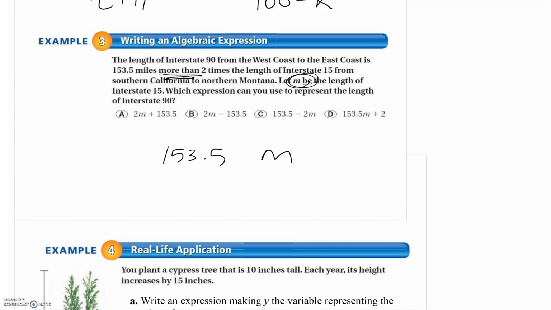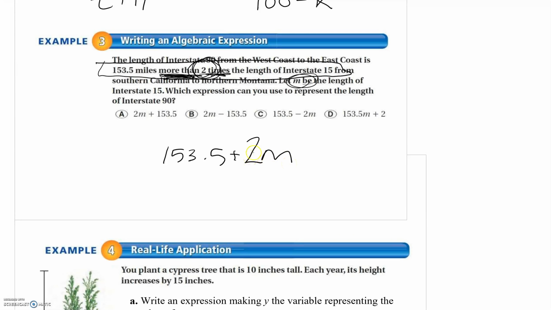So let's go back through and read it again. Okay, so the length of Interstate 90 from west coast to east coast is, so this is where it's going to tell me. So I have 153.5 miles more, so more than is going to give me addition, then 2 times the length of Interstate 15. Interstate 15 is an M, so 2 times that, I'm going to multiply, 2 times M.